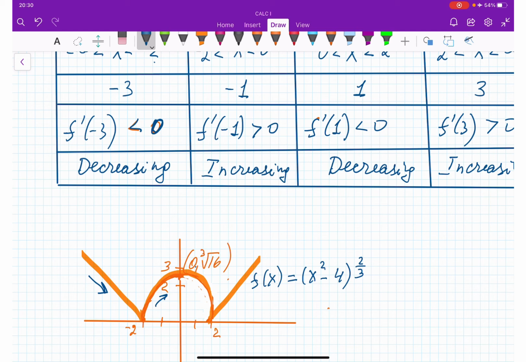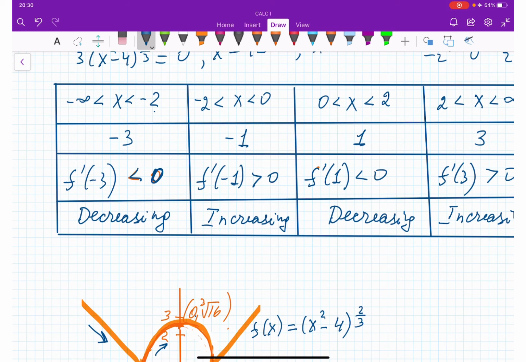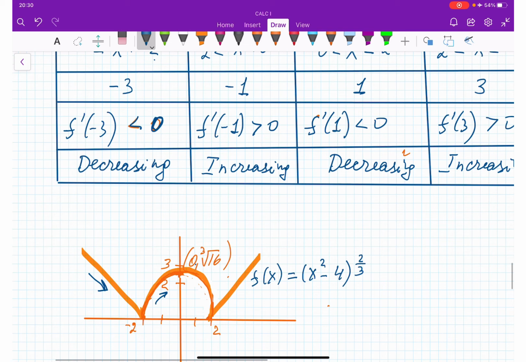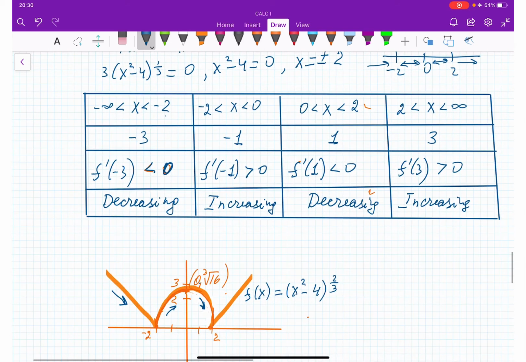Between 0 and positive 2, the graph is decreasing. 0 and positive 2 is decreasing indeed. And between 2 and infinity, the graph is increasing this way. All right.